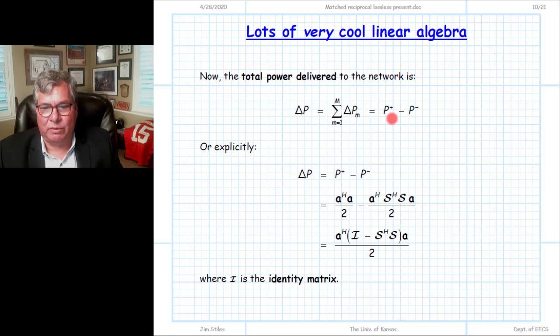Again, we can calculate either way. And the result, though, when we take our previous results for the total incident power and the total reflected power, put them together, we can write it in this form. And this I here is the identity matrix. If we take A and multiply by the identity matrix, we still have vector A. That's the nature of the identity matrix. And so the net power flow into our device is equal to this.